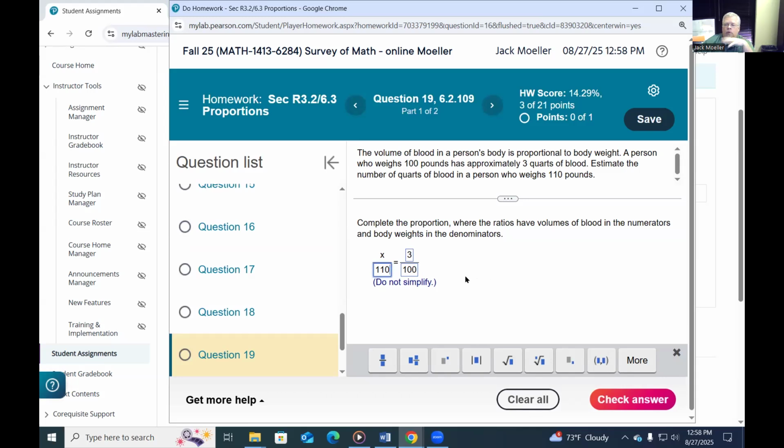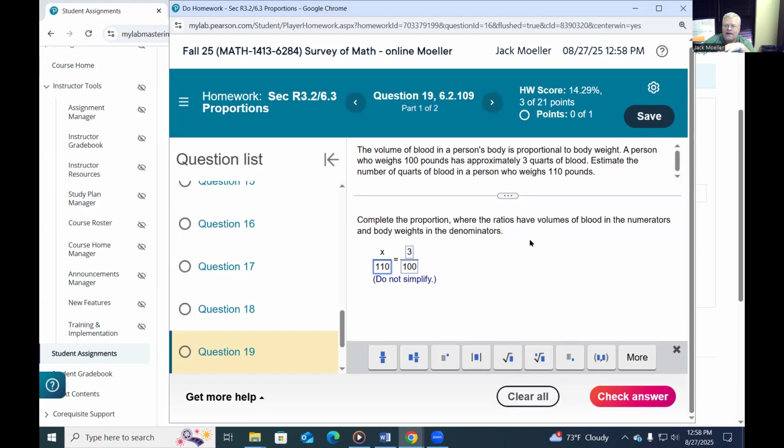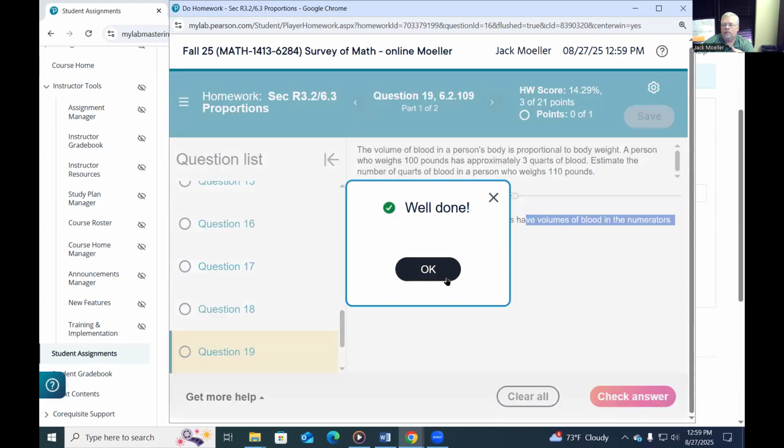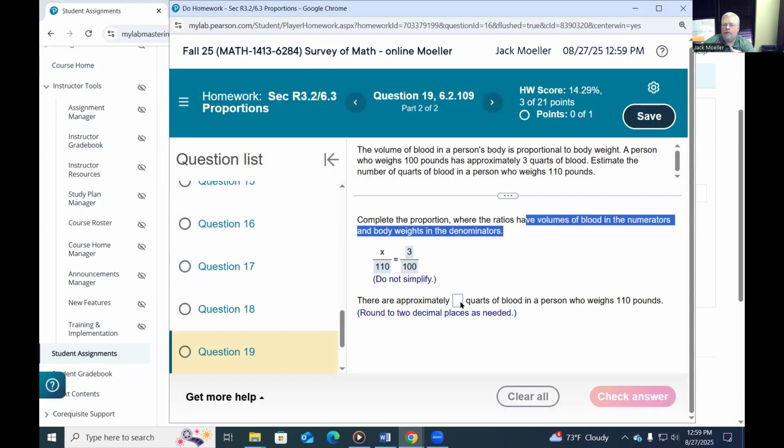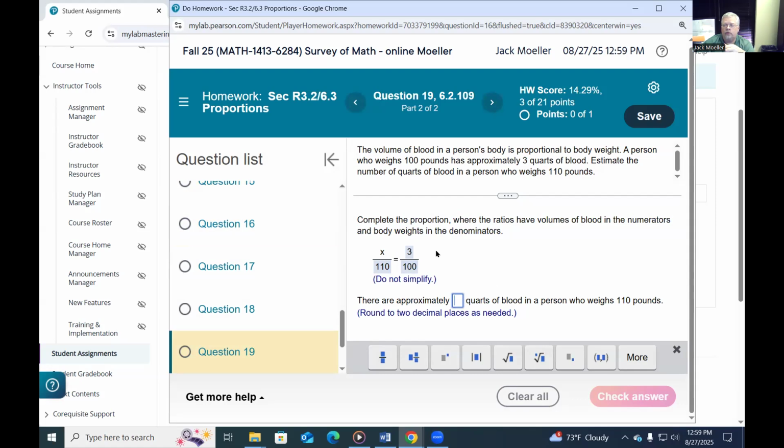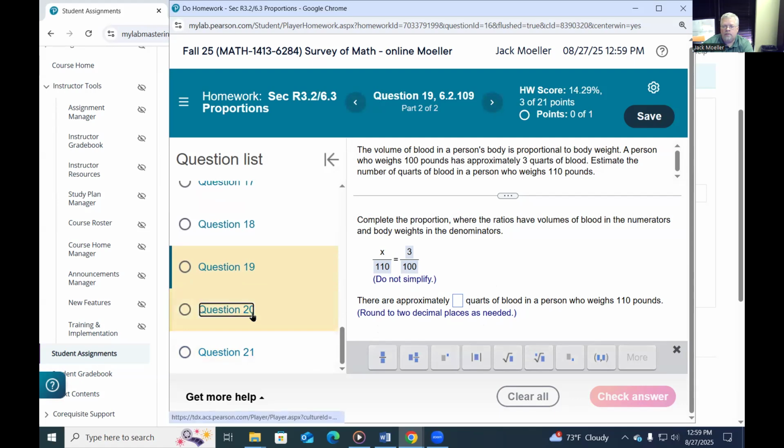Okay. So on these word problems, if they're asking you to set it up, make sure that you read what they want top, what they want bottom. And now when it says do not simplify, that means don't solve it. So you check answer. Then they're going to want you to solve it. So then you do your cross product and go from there. And then round to 2 decimal places as needed. So that's definitely going to be a decimal answer. That's 19.